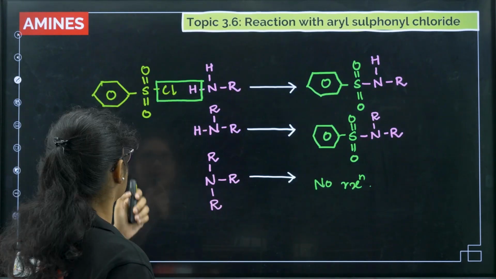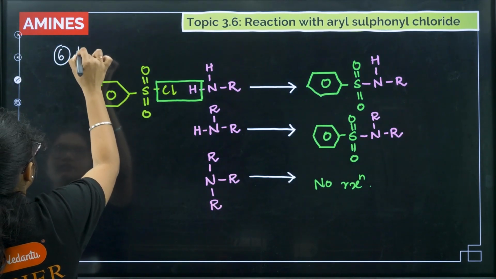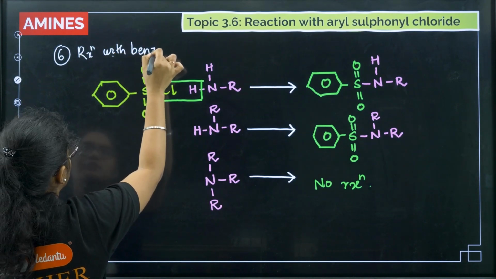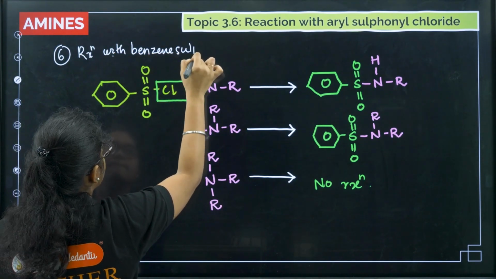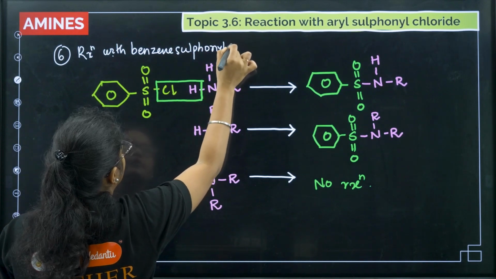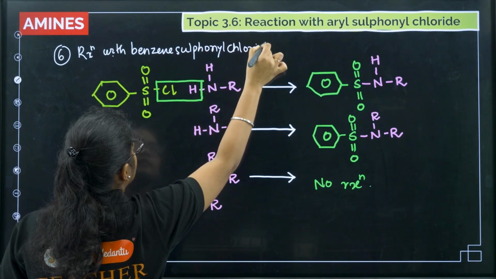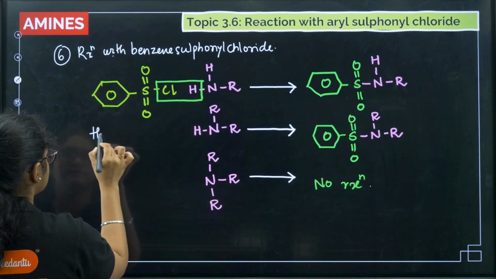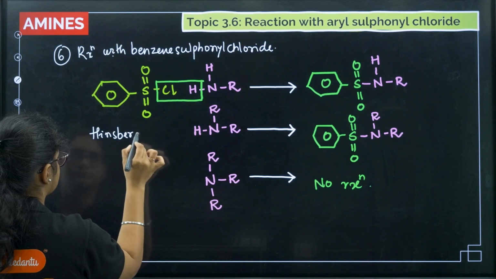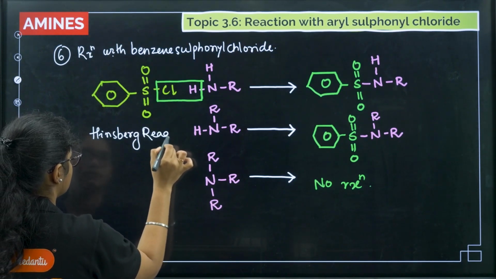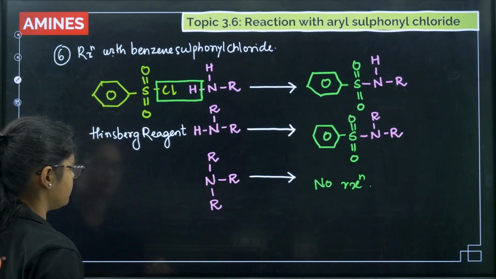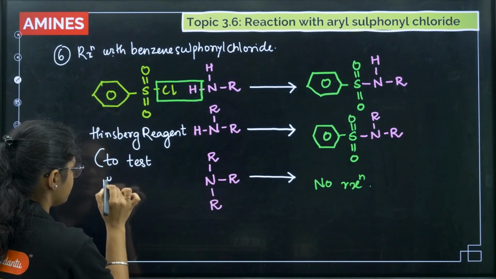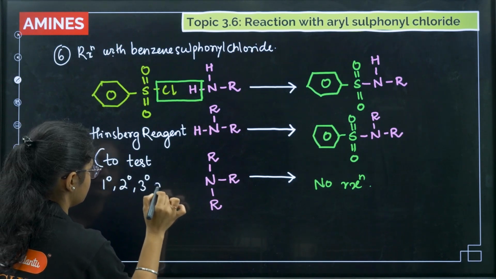Sixth one here is reaction with benzene sulfonyl chloride. Okay, so what is this? This compound is also called Hinsberg reagent. Now what is the role of this one, or why it is used? To distinguish or to test primary, secondary and tertiary amines.